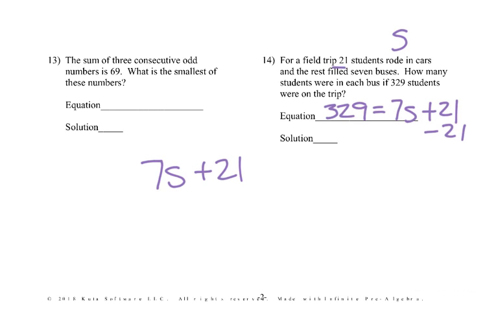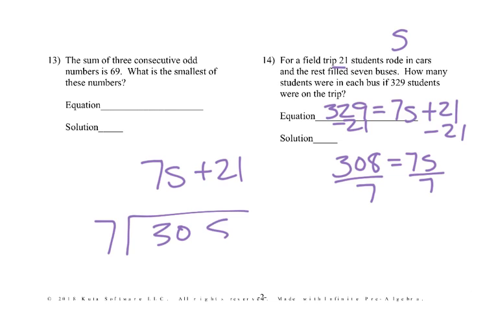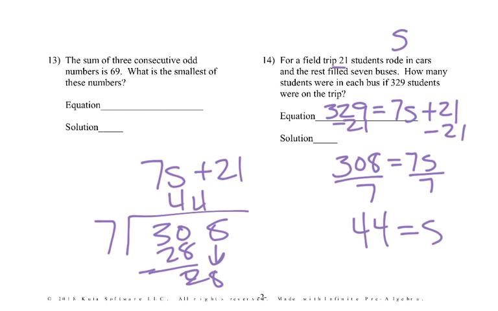So we'd subtract 21. That would be 308 equals 7s. Divide by 7, and 7 goes into 308, 4 times 28, minus, bring down the 8, another 4, so 44 students were in each bus. Okay, and there we go.